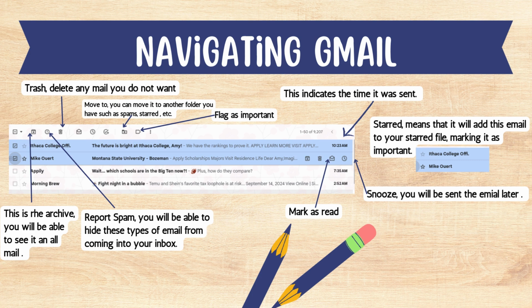Next to that is flag. This basically flags it as an important email. Now let's talk about the email structure. So there we have the time. This indicates the time it was sent. And then under that we have more stuff.